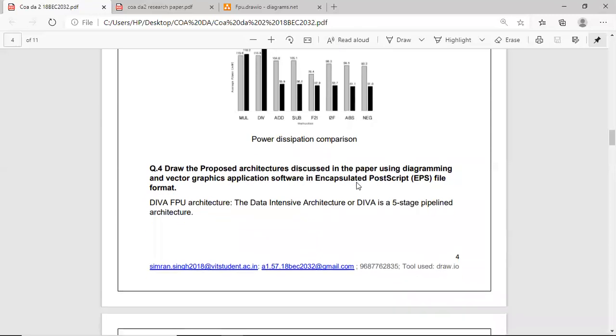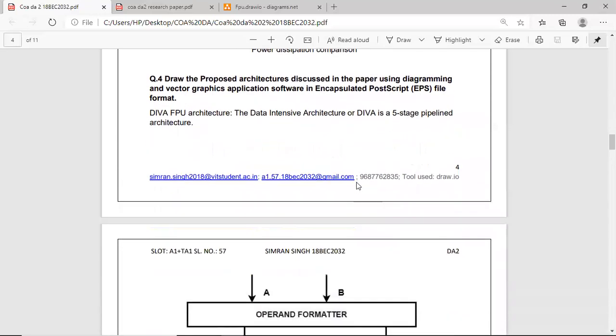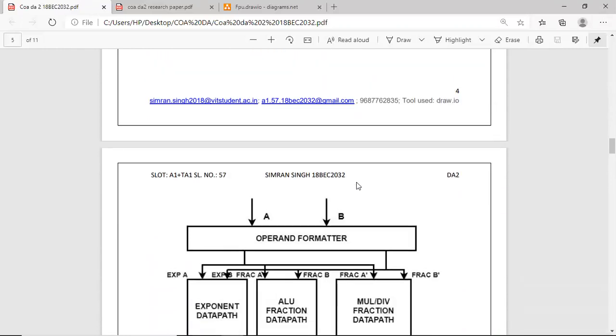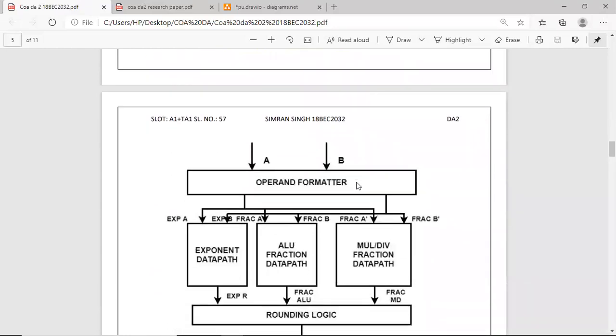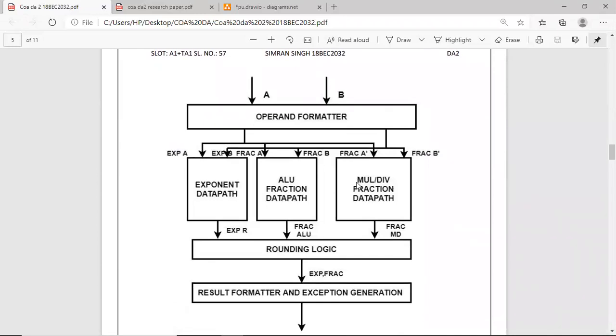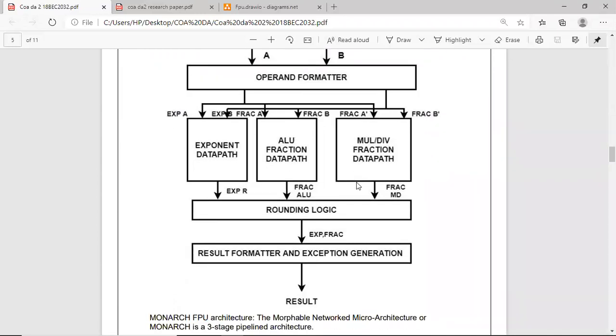The next question asks us to give the detailed architecture of the proposed architectures in the paper. The DIVA FPU, or the data-intensive architecture, is a 5-stage pipeline architecture. Following is a diagram which was drawn using the tool Da2 in order to explain the architecture.